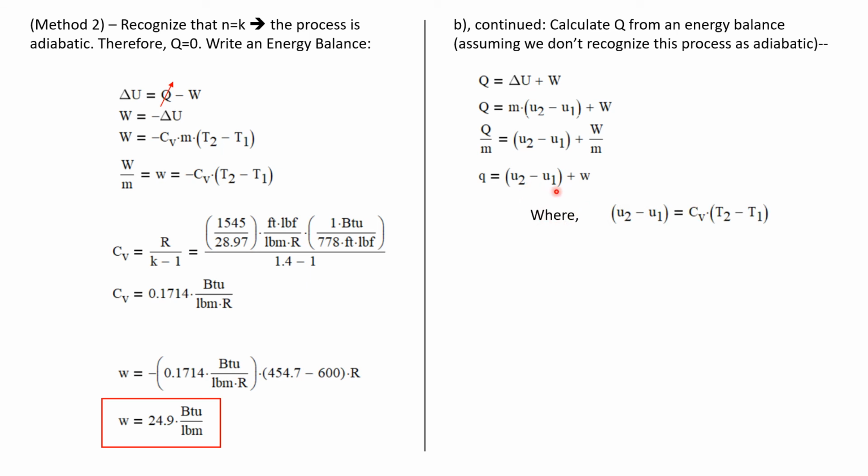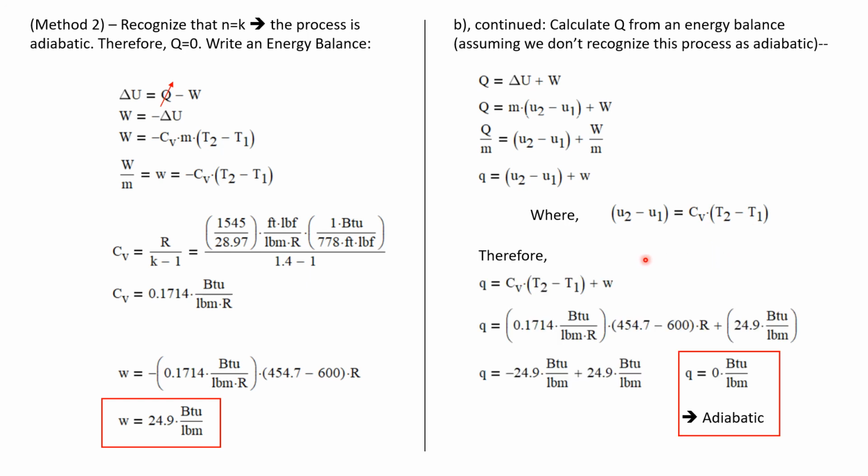But we know that U2 minus U1 is C sub V delta T when we're using constant specific heats. And we've already calculated C sub V. And so we can substitute this expression into this equation here. And we get q is C sub V delta T plus work.